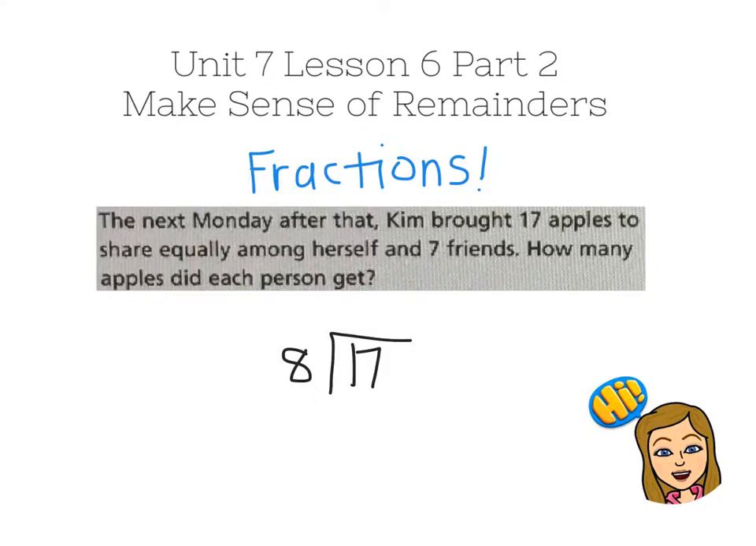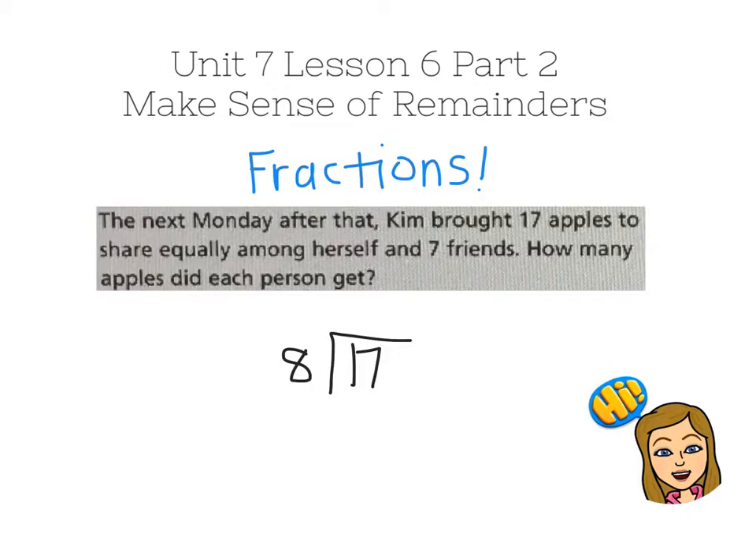So when we solve, we know they're going to be sharing it equally. That's why we're doing some division. We also know that we can have fractional parts of an apple. So we'll be doing, instead of a remainder, a fraction to show how many apples each person is getting.